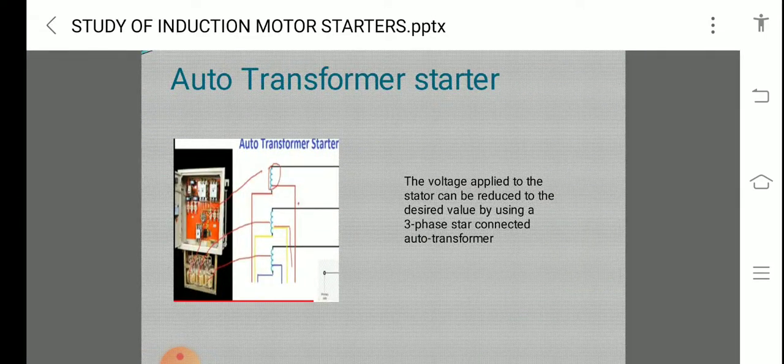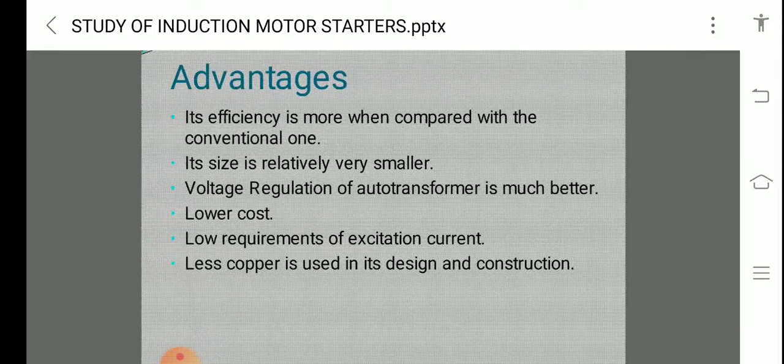And next we'll see the auto transformer starter. This is the circuit diagram for the auto transformer starter. Here the voltage applied to the stator can be reduced to the desired value by using a three-phase star connected auto transformer. The advantages of using this type of starter are that its efficiency is high, its size is relatively small, voltage regulation of the auto transformer is much better, it is low cost, it has low requirements of excitation current, and less copper is used in its design and construction.